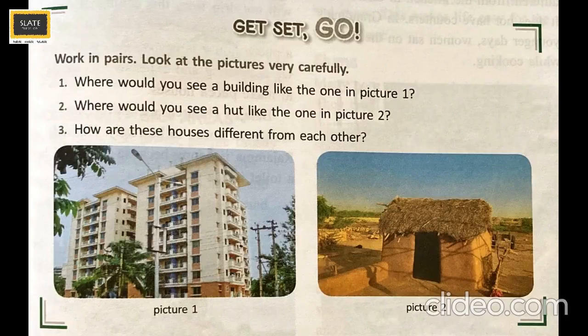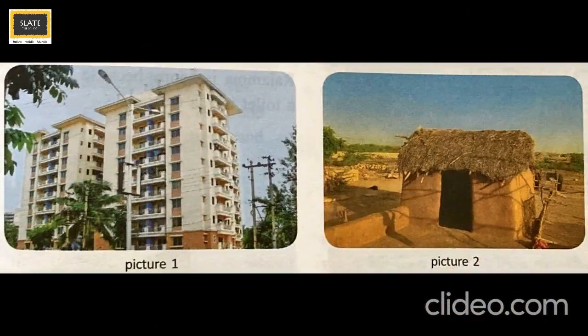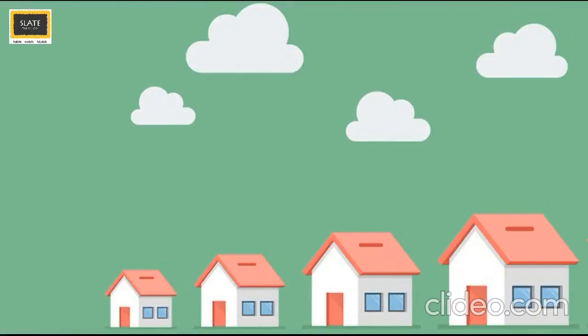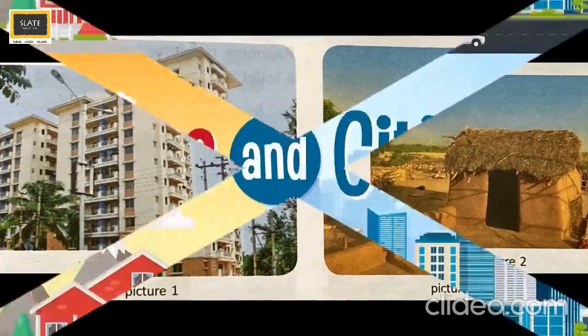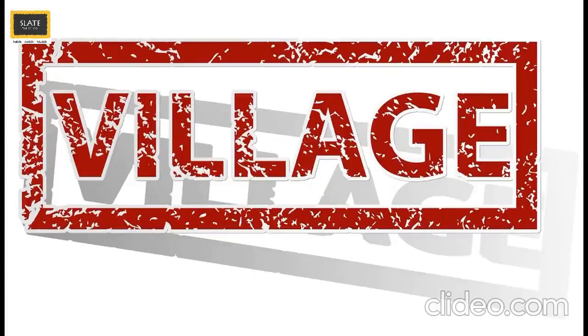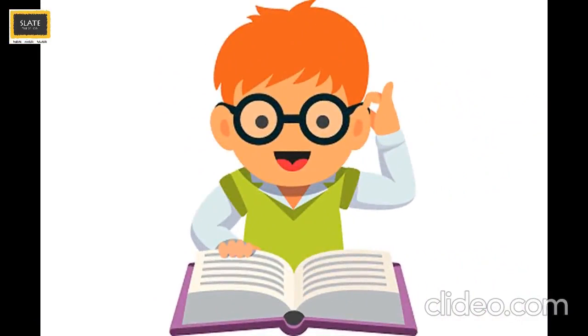Now let's check the third question. How are these houses different from each other? So Slaters, from the picture we can see that both of these houses are made from different materials. They have different size and design. And both of these houses are found in different places. One is found in cities while other is found in villages. Now let's read the lesson.